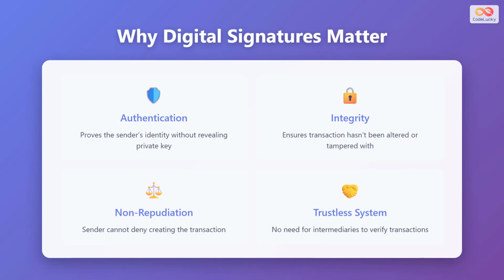Digital signatures provide four critical benefits to blockchain systems. Authentication proves the sender's identity without revealing their private key, ensuring you know who sent the transaction. Integrity guarantees that the transaction hasn't been altered or tampered with during transmission. Non-repudiation means the sender cannot deny creating the transaction, providing accountability. Finally, digital signatures enable a trustless system where participants can verify transactions directly without needing intermediaries like banks or payment processors.